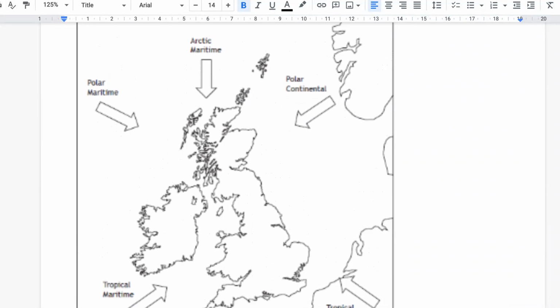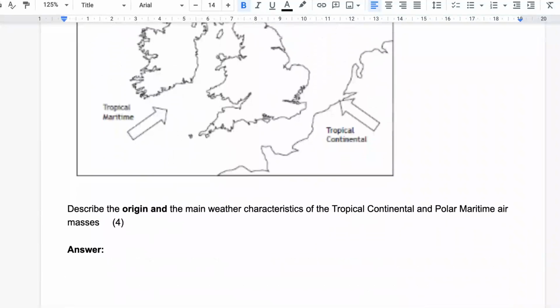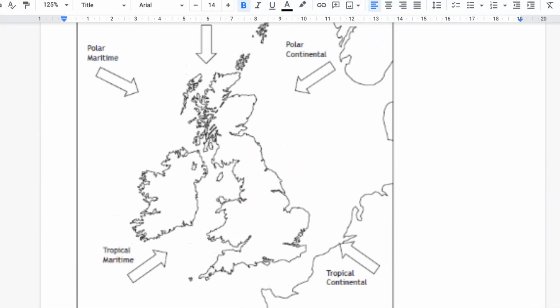Now, what weather conditions are we going to get? Well, it's a maritime air mass. So the first thing you want to say about maritime air masses is that they are going to bring wet weather conditions. You don't need to tell me why. It's obviously because they're coming across an ocean. That's why they're called maritime. You just have to say wet. And because it's polar, it's going to bring cold winds and cooler air temperatures.